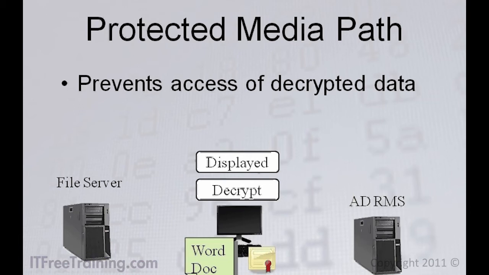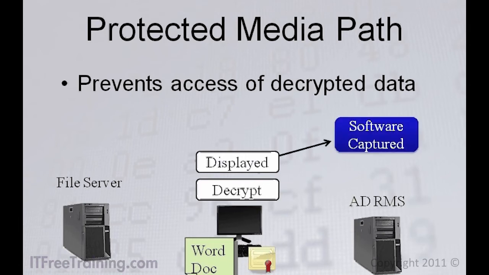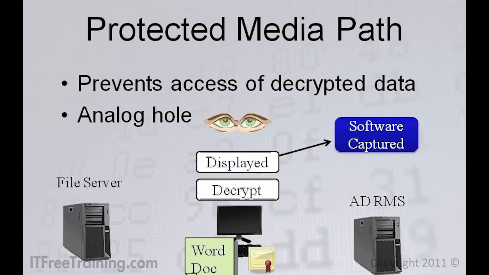This presents a problem. Once the data is decrypted and in the memory of the computer, it can be captured using software on the user's computer. The simplest example of this is using the print screen key. The data is safe on the server and when it is copied over the network, but once decrypted, it can be copied. The next problem arises from what is called the analog hole. The analog hole means that at some stage the data must change from digital form to a form that the user can see or hear. For example, a picture on your screen you can see with your eyes. Protected Media Path attempts to stop one of these problems.